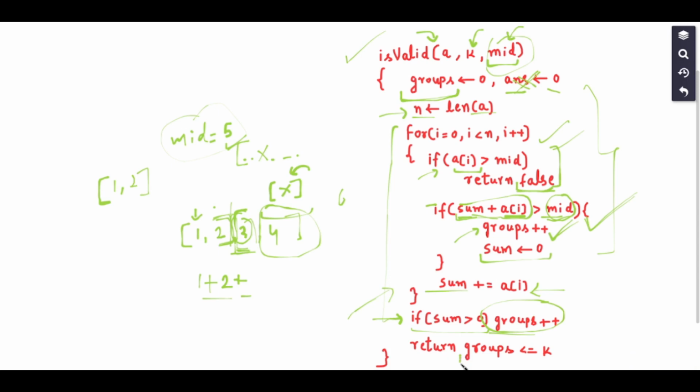And hence finally, let's check if the number of groups that we have divided the array into is less than or equal to k. If it is the case, then we return true, otherwise we return false. Why do we return true? Because we can divide the array into k subarrays or fewer, such that the maximum sum of all those subarrays does not exceed mid.